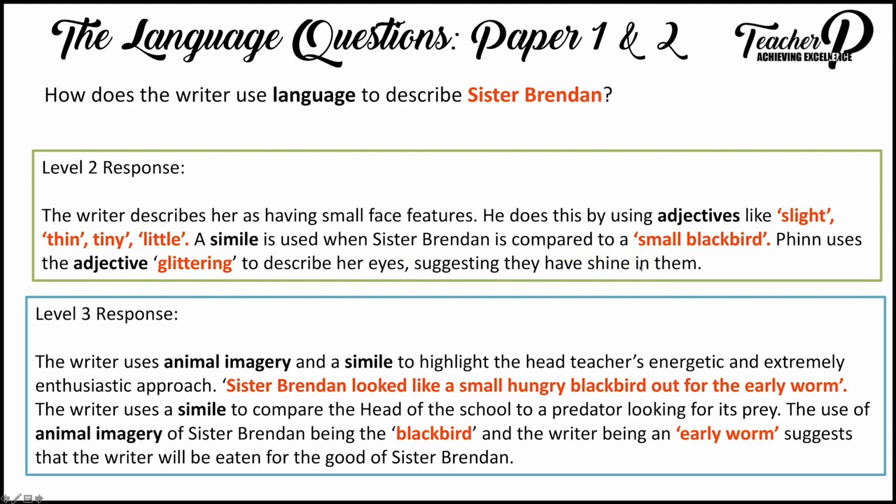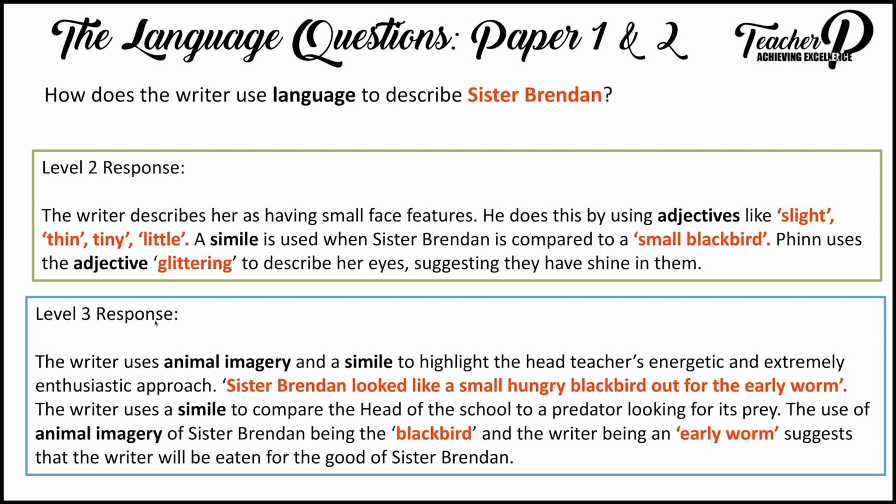So, the exam board has said the reason why this is a level 2 response is because it does make references to appropriate devices and textual details. However, the effect of the word glittering, as well as a number of other quotations, is not developed enough, and therefore they have not explored the effect on the reader. Now let's move on to a level 3 response.